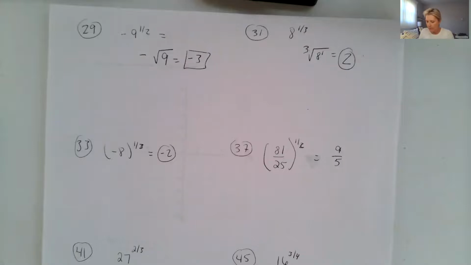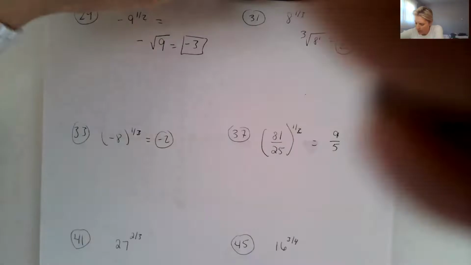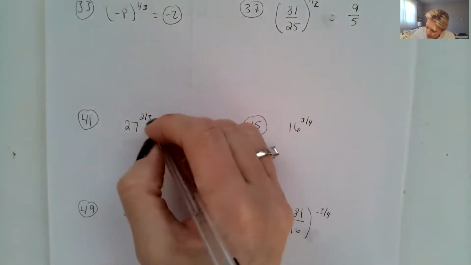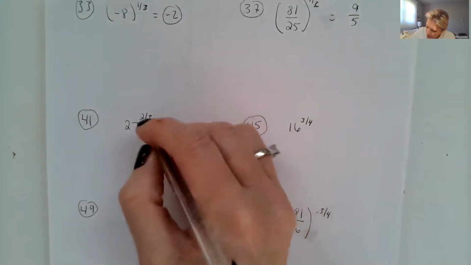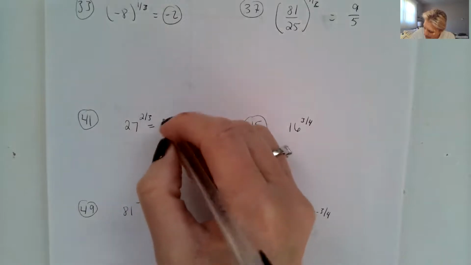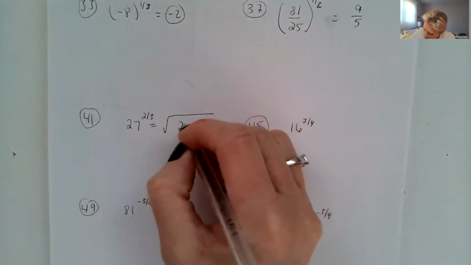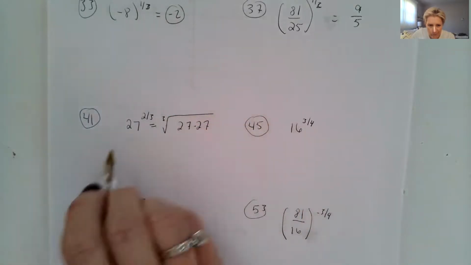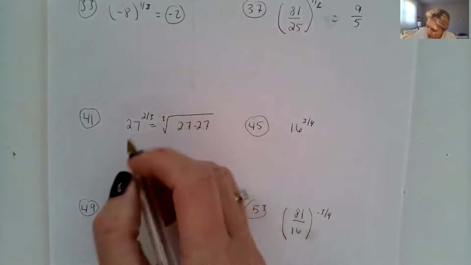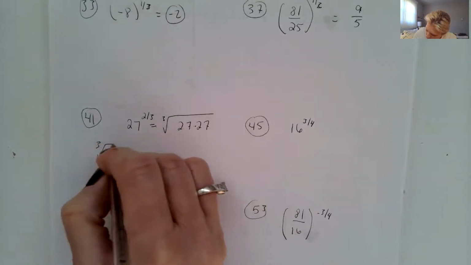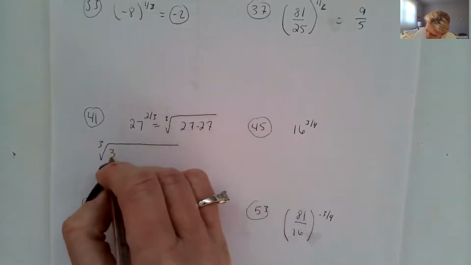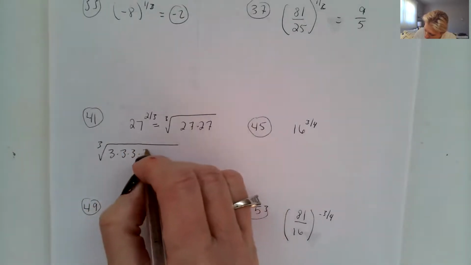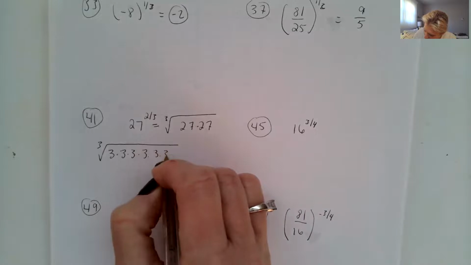Okay. So let's look at 41 and then we'll take a break. 41, the last four on this paper. So 41 says, what about 27 to the 2/3? So 27 to the 2/3 says that I have two 27s and I need 3 in a group. So I don't have that, but I could break 27 down into other factors. So 27 is 3 times 9. So that's 3 times 3 times 3. And then the other 27 is another 3 times 3 times 3.